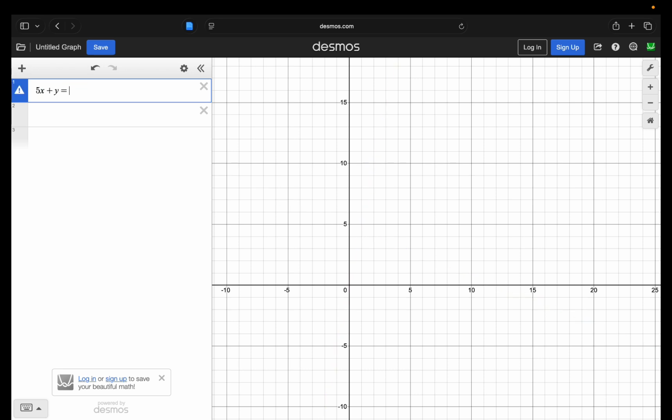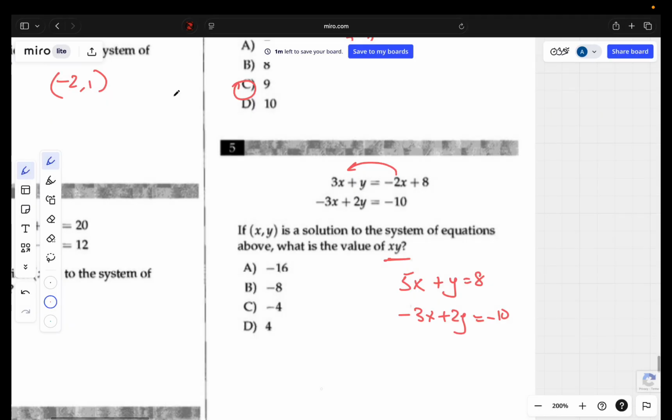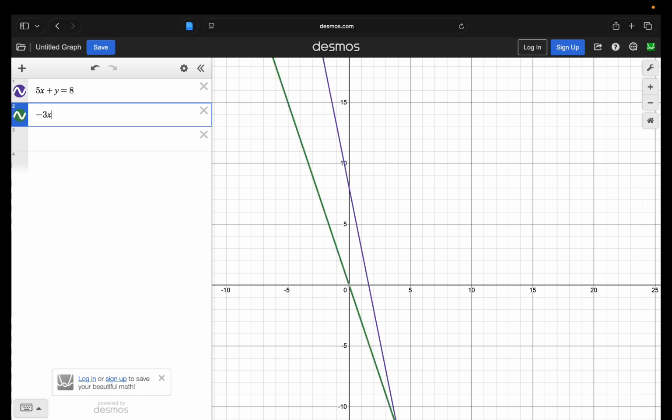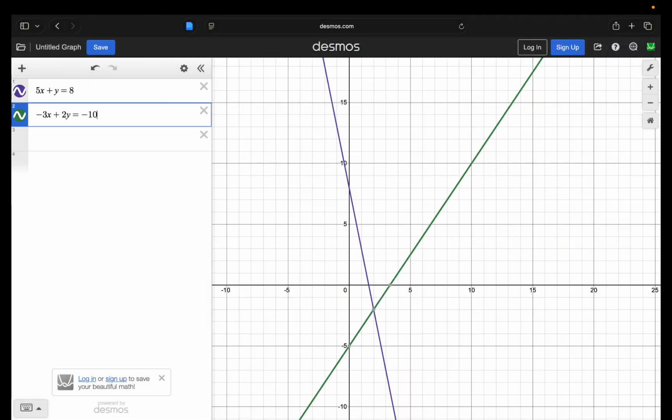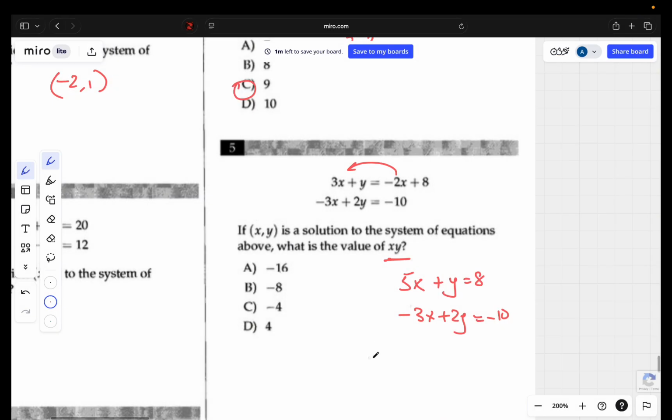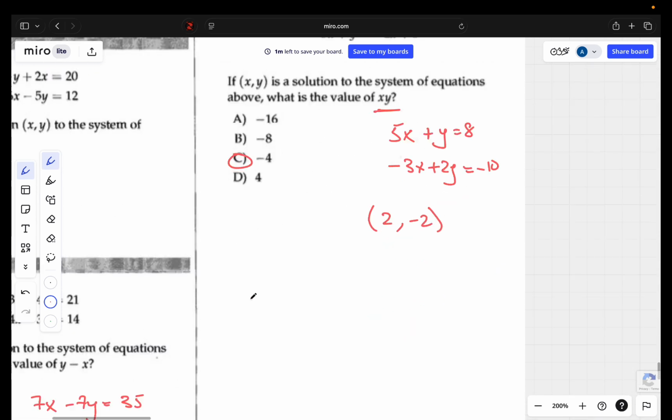5x plus y is equal to 8, and minus 3x plus 2y is going to be negative 10. So the point of intersection is going to be 2, minus 2. X is 2, y is minus 2. So if you multiply them together, you get minus 4.